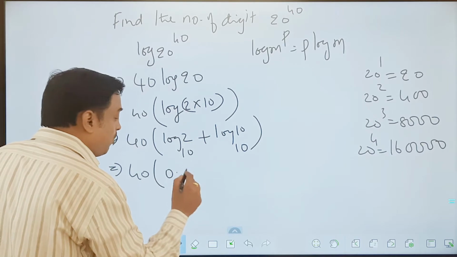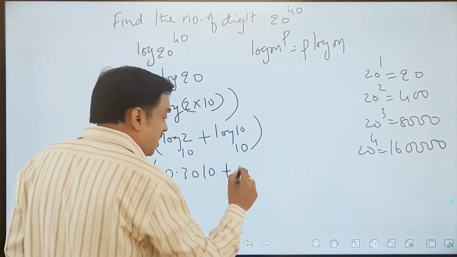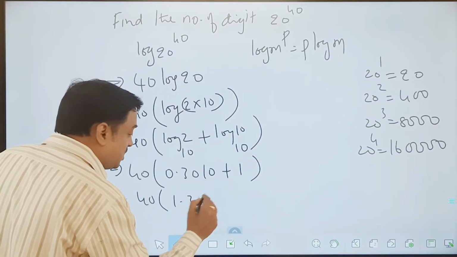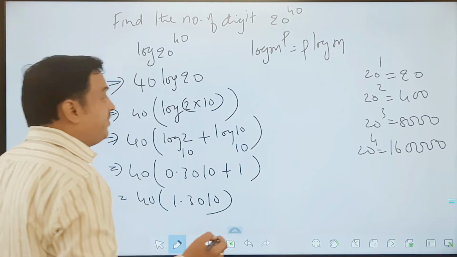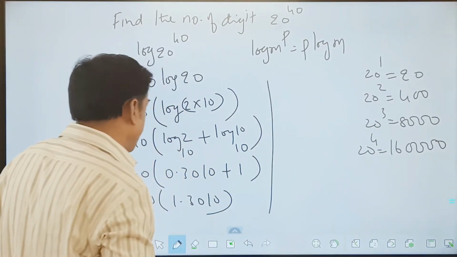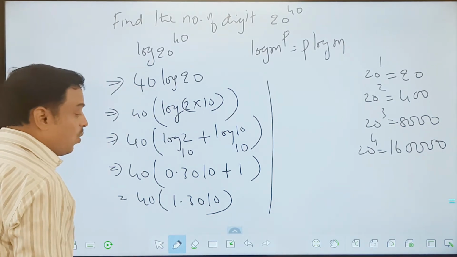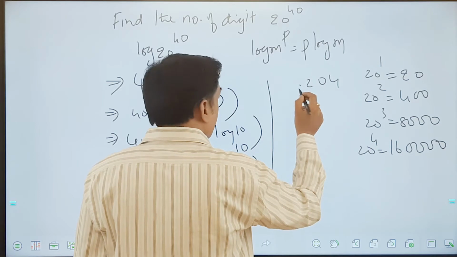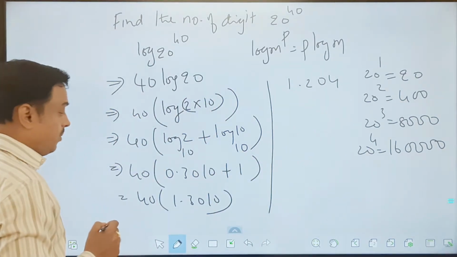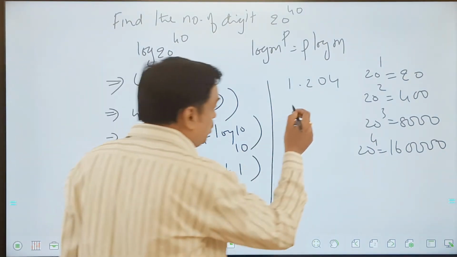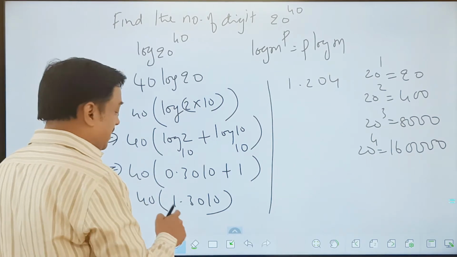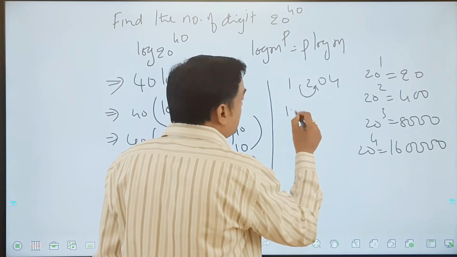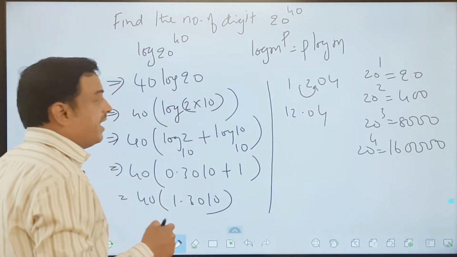I just gave you the log 2 value here. 40 into 0.3010 plus 1. And finally, this is 40 into 1.3010. And when I multiply with 40, what will happen? If I multiply with 40, what will happen? This will be 402.1 if I multiply with 4, right? And then if I put a point here, because of the 0, this will move here. So it is 12.04 as a value I get.